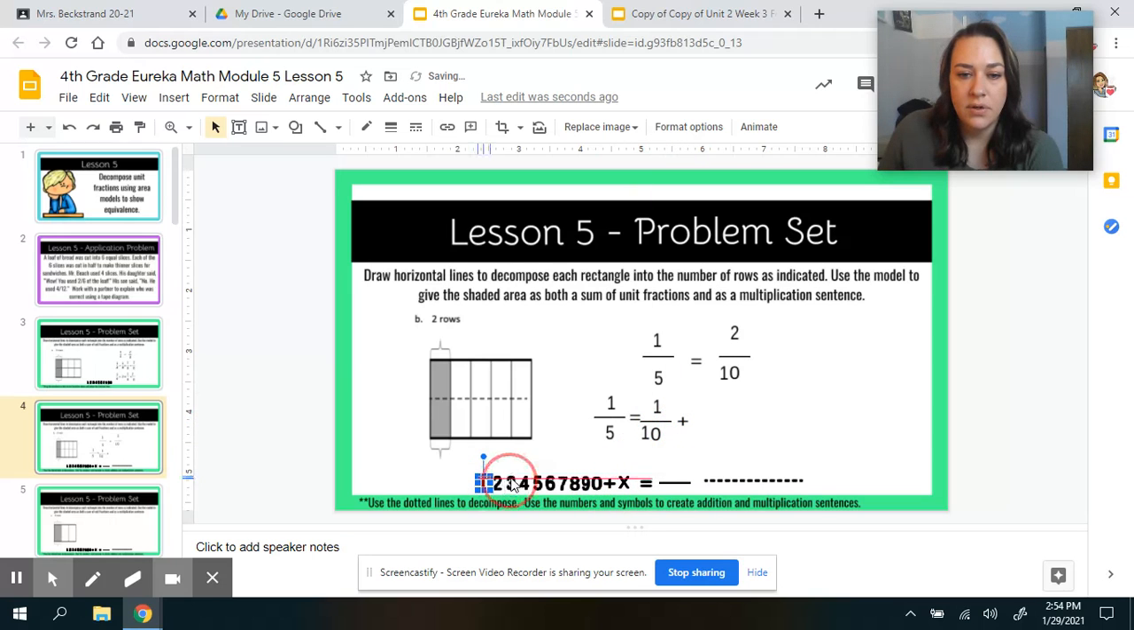plus, and if you're doing clicking and dragging, it doesn't have to be perfect. It needs to be legible. Like if it's not perfectly lined up, that's okay. Okay, so there's our addition sentence representing that 2 tenths.